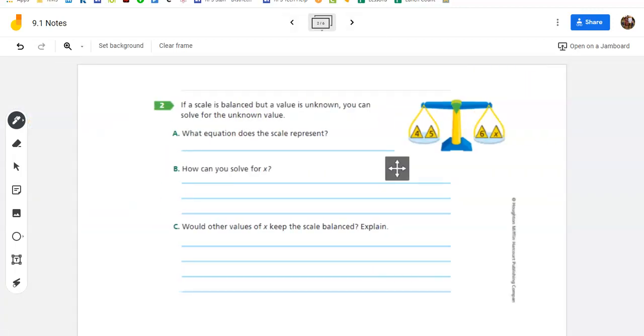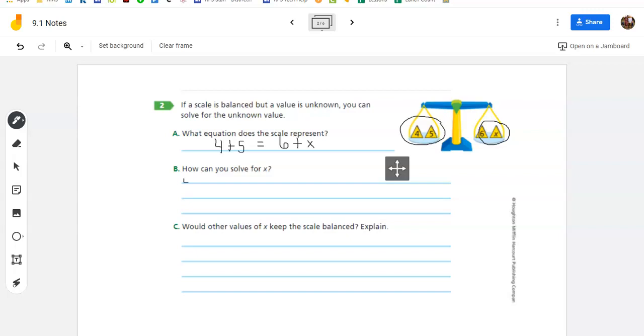We're on number 2, on the bottom side of page 274. If a scale is balanced, but a value is unknown, you can solve for the unknown value. What equation does the scale represent? So on this side, we have 4 plus 5 equals, on this side, we have 6 plus x. How can you solve for x?